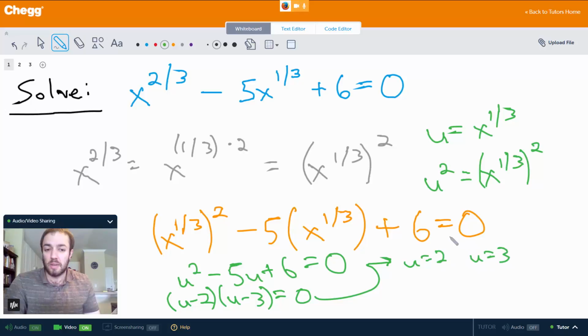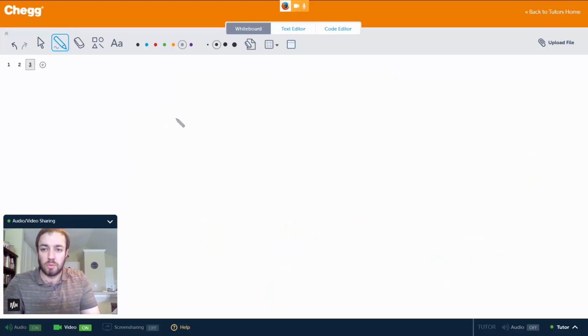All right, now we're not done yet, right? Even though we just solved this equation, we have to solve for x. Our original equation was in terms of x, so we have to go back and solve for x. All we have to do now is back substitute. If u is x to the 1/3 and u equals 2, then x to the 1/3 equals 2. Also, x to the 1/3 equals 3. So now we have two separate equations that we need to solve for x. For each of these two equations, all we have to do is raise both sides to the 3rd power. So let's go to page 3, just because we're running out of room there.